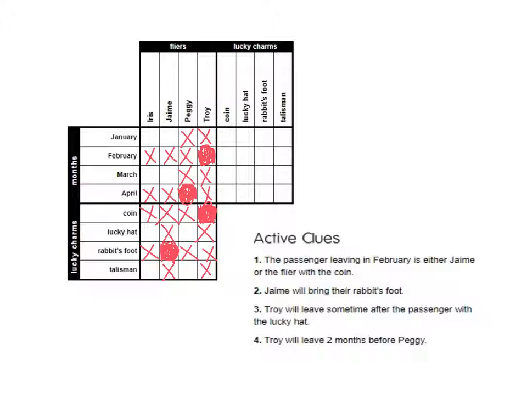Okay, I guess before I even do that, once you start getting a match, then what they really want us to do is kind of list these out. So I've got Iris, I've got Jamie, I've got Peggy, and I've got Troy.